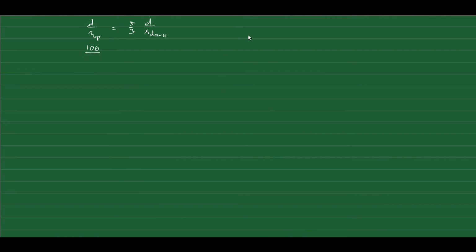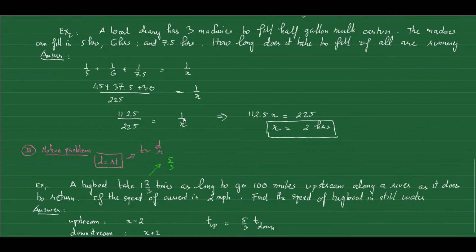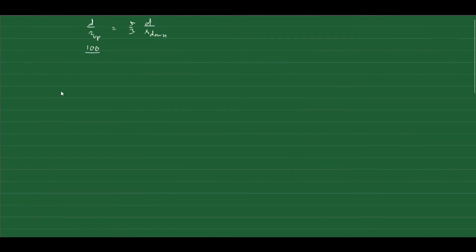Okay, and upstream, R upstream is x minus 2. And R downstream is x plus 2. So we have 100 D over x plus 2. So I have an equation like this.